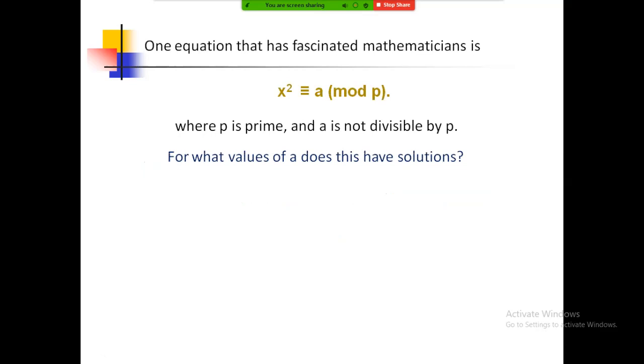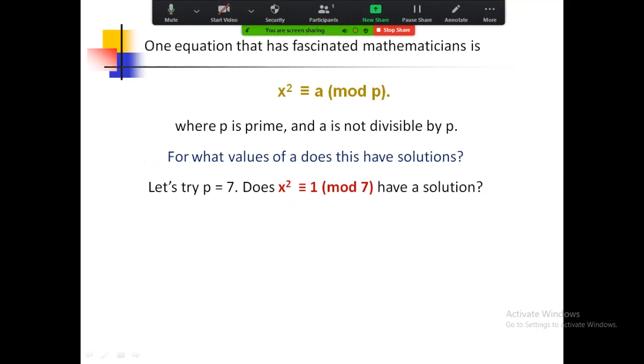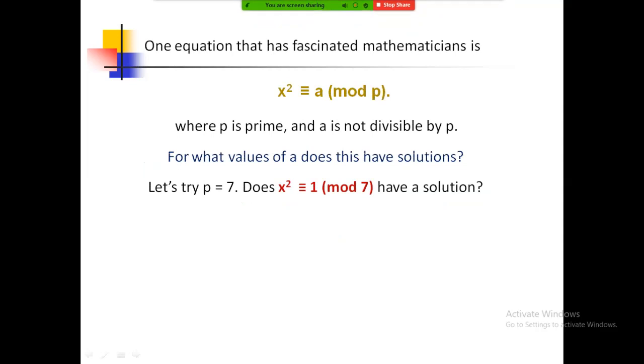Next. One equation that has fascinated mathematicians is x square congruent to A mod P, where P is prime and A is not divisible by P. For what values of A does this have solutions? Let us try P equal to 7. We have to check whether x square congruent to 1 mod 7 has a solution. We are checking for which values of A we will have solutions.